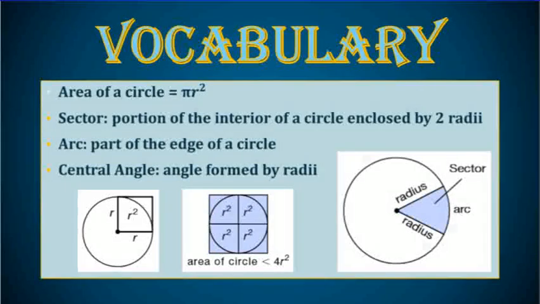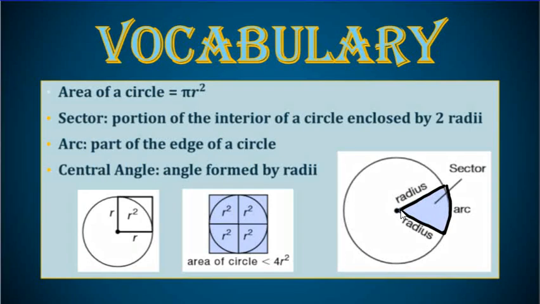Then we have a sector. The sector is just a portion of the interior of a circle enclosed by two radii. So right here we have a sector. These are your two radii, and then you have an arc. This whole part would be a sector. That's part of a circle. And so when we're looking at a sector, that is a fractional part of the whole circle.